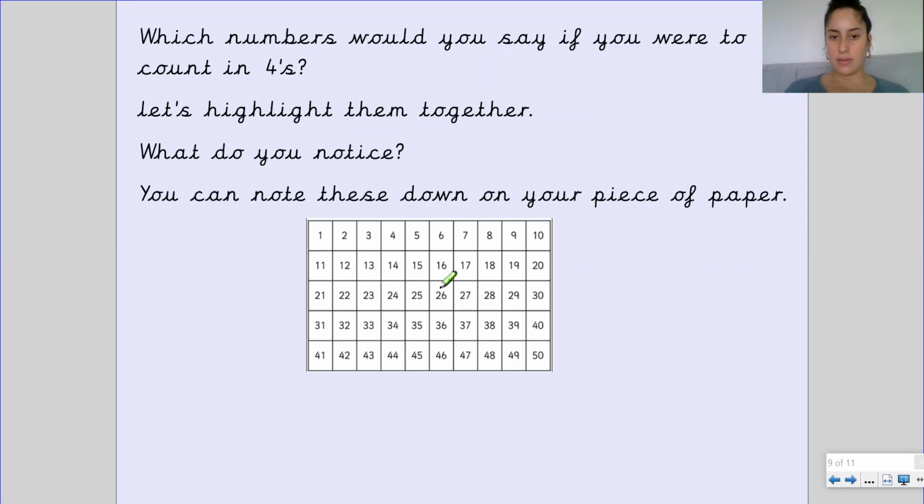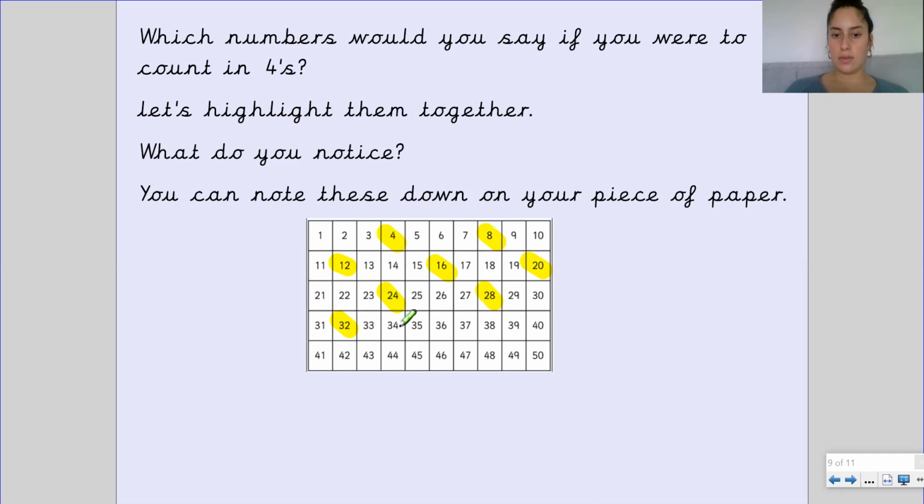So let's count in 4s together. So we would say 4, 8, 12, 16, 20, 24, 28, 32. And if you're not sure, you can just count on.